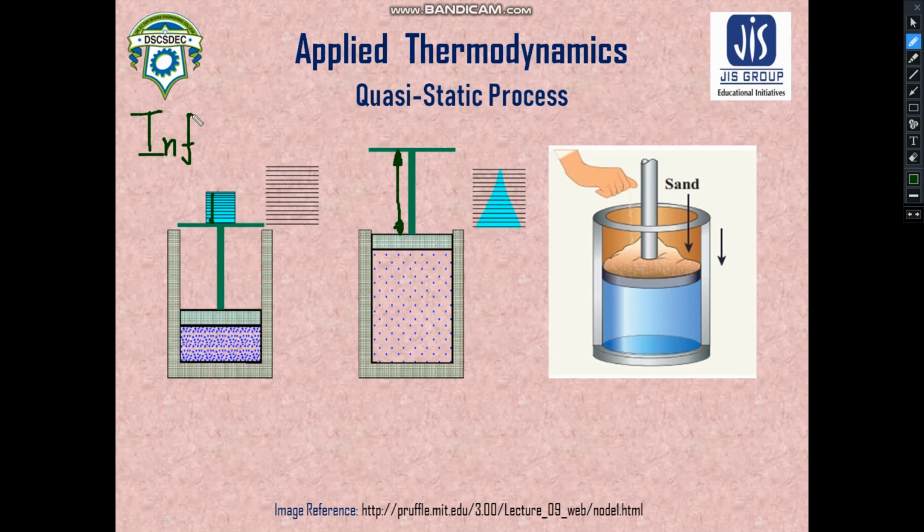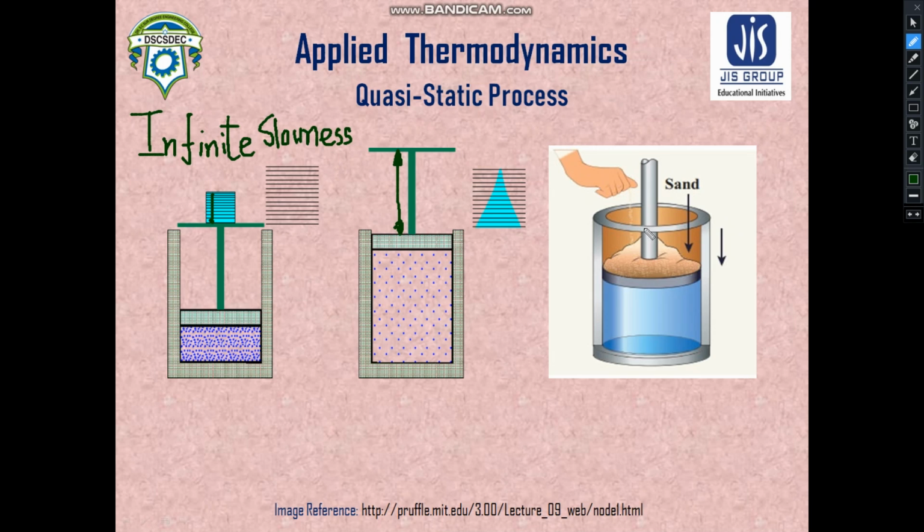So by combining these numerous processes, we will ultimately observe the same change, but in infinite time. Infinite slowness. This is the characteristic of any quasi-static process. So a process where the changes are very slow. The changes observed are so slow that it can be termed as almost static.